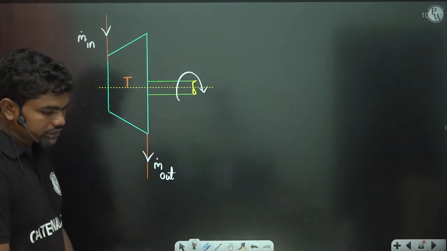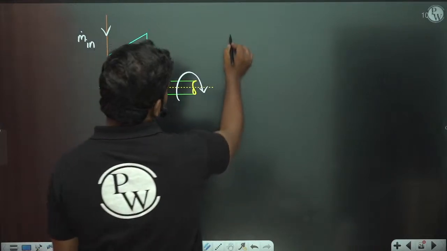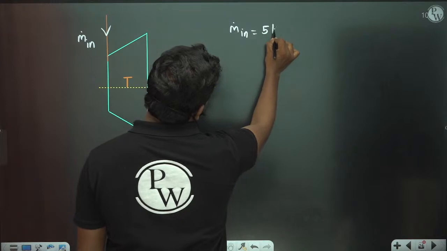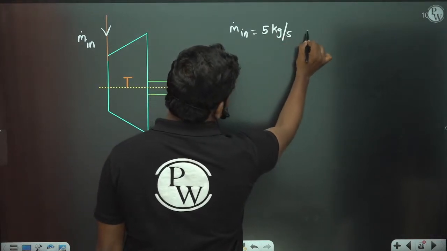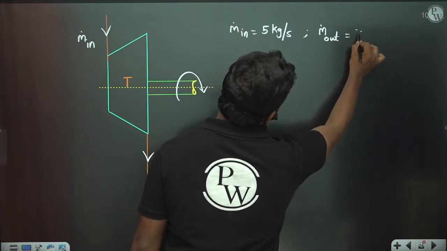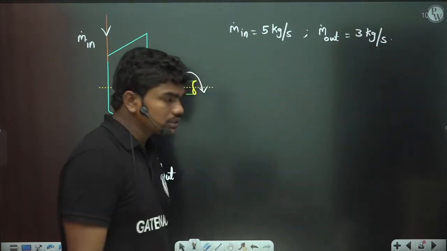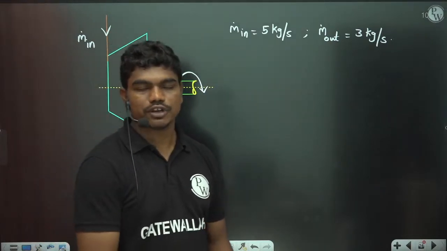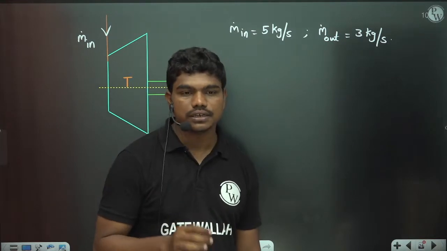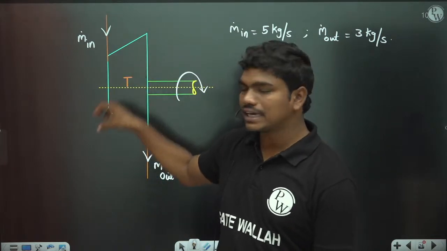Let us suppose in an industry you are running a turbine, for example. Let us suppose the mass inlet you are maintaining is 5 kg per second, and let us suppose it is some steam turbine, so steam is flowing in, and the mass outlet is only 3 kg per second. So what happens practically after some time? If you maintain this flow where inlet is only 5 kg and outlet is only 3 kg, then for every second 2 kg of mass is getting stored inside the turbine, okay.